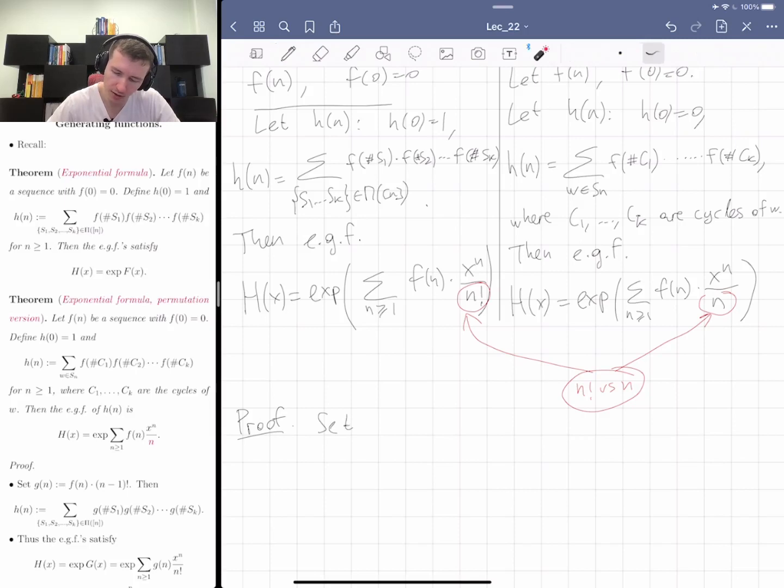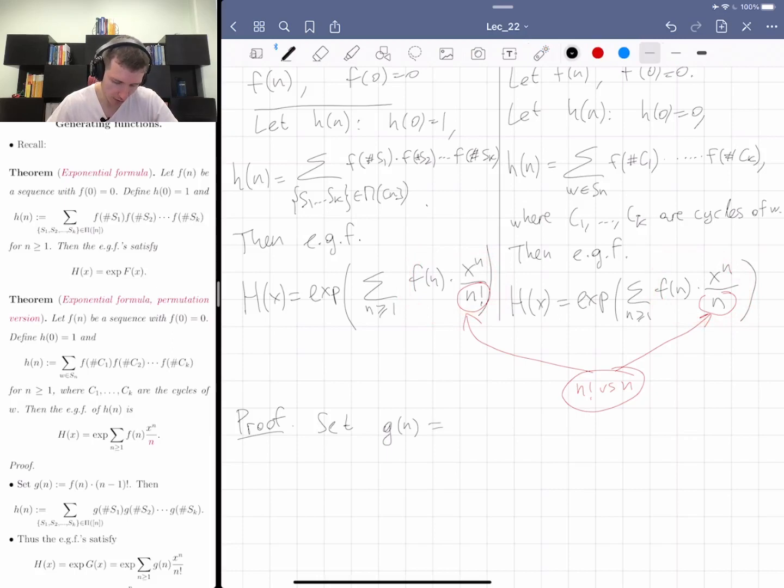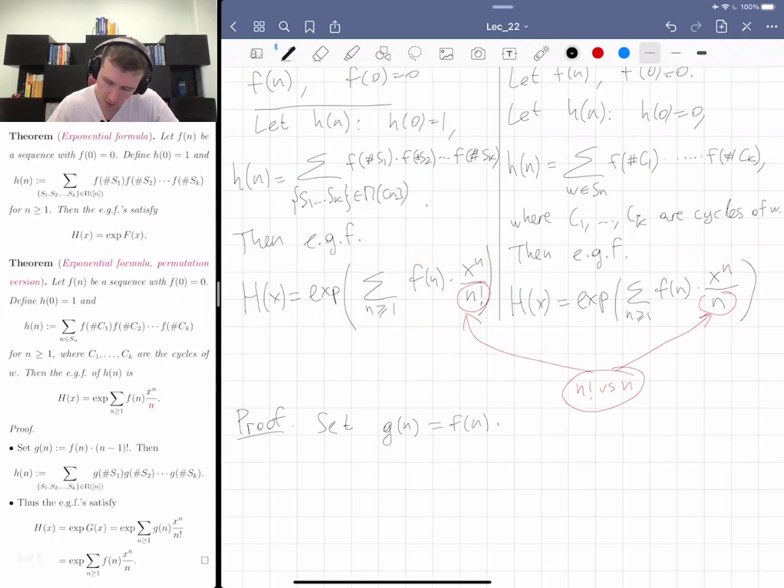So the setup is, as on the right hand side, I'm going to convert f of n into another sequence, g of n, and my goal is to relate this to this. So what I'm going to do is set g of n to be equal to f of n times n minus 1 factorial.